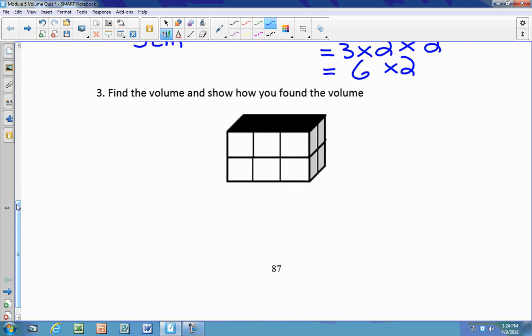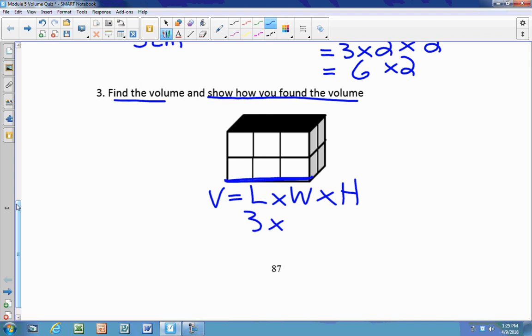Next, it says to find the volume and show how you found it. So you must show your equation, otherwise you don't get full credit. So we have volume equals length times width times height. First we have our length of 3, our width of 2, and now our height of 2. And when we do that, we end up with a volume of 12 centimeters cubed.